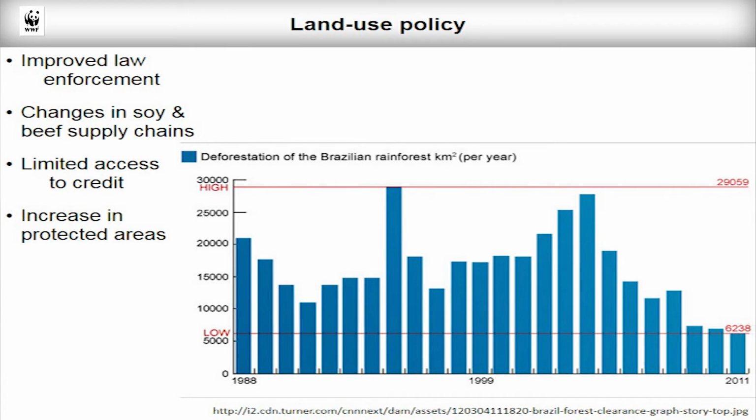Land use policy is obviously a very important tool to curb deforestation. In recent years, Brazil has made huge achievements in reducing deforestation rates, which peaked at almost 30,000 square kilometers a year and fell to a low of near 5,000 square kilometers. This was largely achieved via improvements in law enforcement, changes in soy and beef supply chains, limited access to credit, which used to be used for purposes of causing deforestation, and an increase in the number and extent of protected areas. However, these policies are as a whole still fragile and vulnerable, as evidenced by a recent spike in deforestation in the last year.